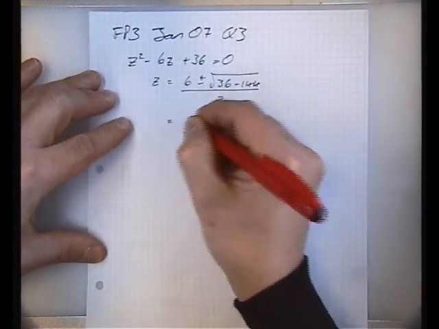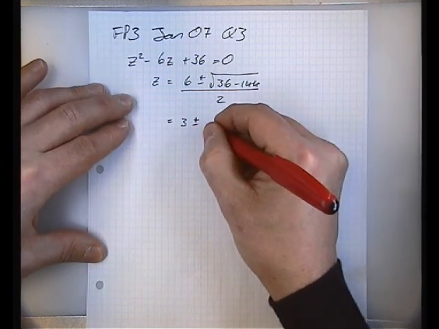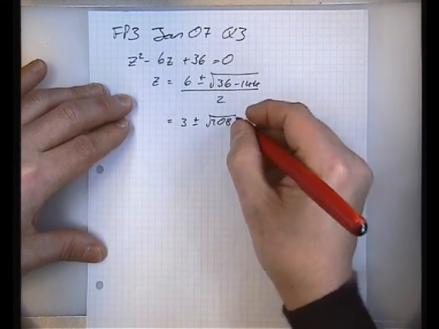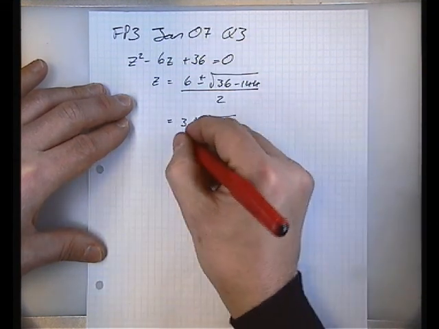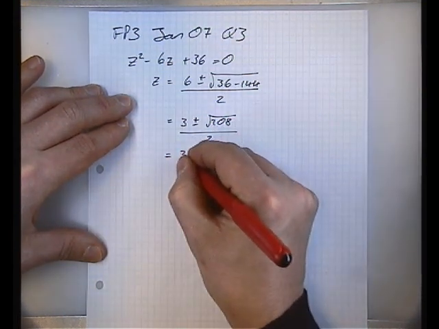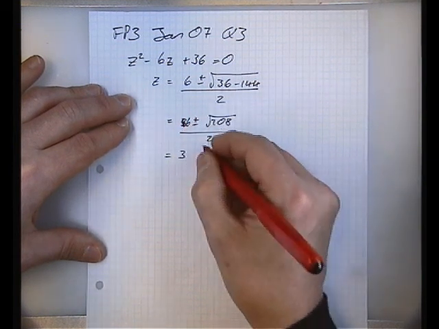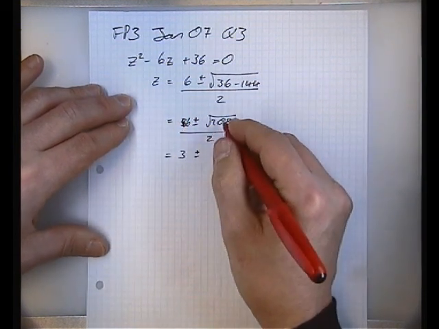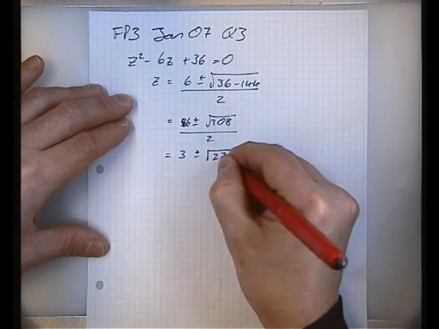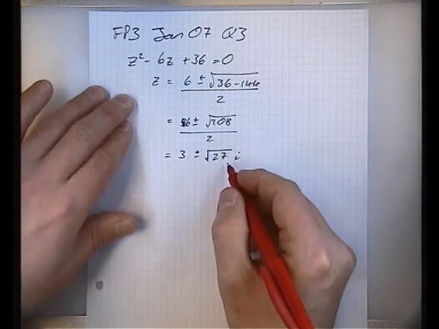Simplify that down a bit and we're going to get 3 plus or minus root minus 108 all over 2, which is 3, sorry, getting ahead of myself there. That's 3 plus or minus. Now this one simplifies down to root 27i. 3 plus or minus root 27i.